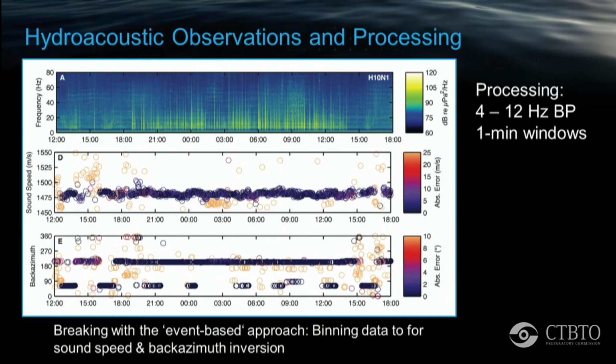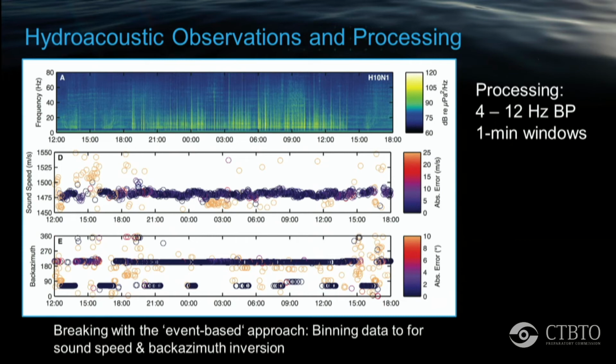So you can see how everything nicely stabilizes in the sulfur channel around 1480 meters per second, and how most of the activity during the volcanic eruption forms this really distinct band here at about 205 degrees that's exactly where we would expect it to be. And we can see the ship going by down here as well.